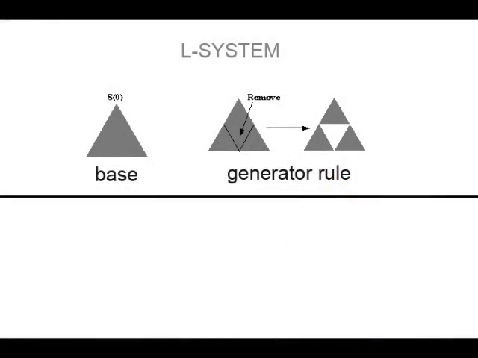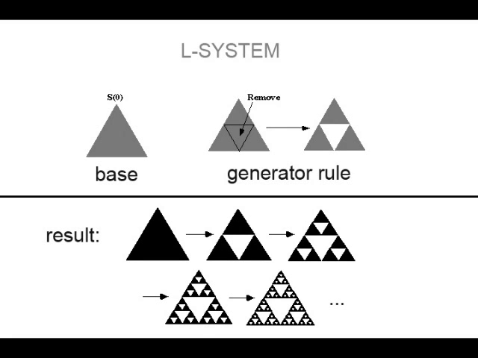Mathematically, the Sierpinski triangle is most easily defined using what's called an L system. Simply put, in an L system you first define your base shape, and then you give what's called the generator rule. The idea is that you start with your base and then apply the generator rule infinitely many times to get to your final shape. In case of the Sierpinski triangle, the base is a black triangle, and the generator rule is, whenever you see a black triangle, replace it with this. Do this infinite number of times and the result is the Sierpinski triangle.